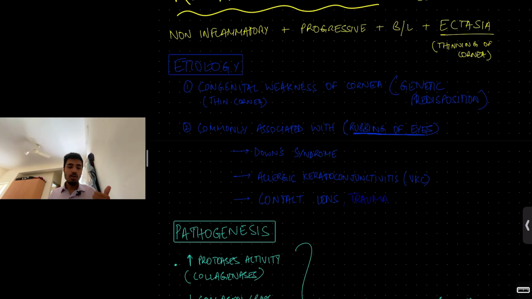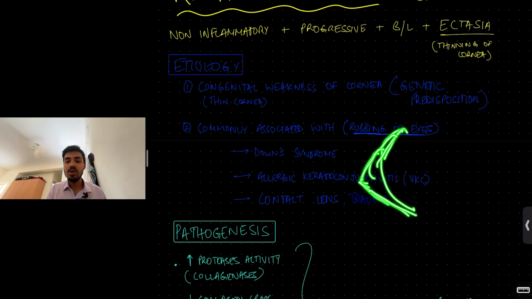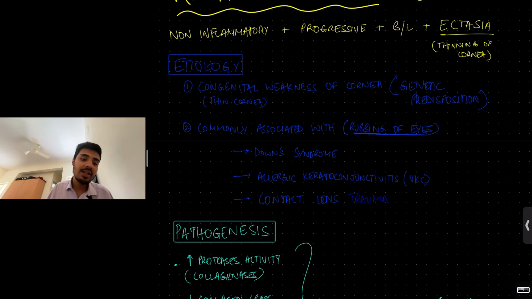So in Down syndrome, in VKC, allergic conjunctivitis, the patient keeps rubbing their eye. When they keep rubbing their eye, what happens? They put force on the cornea, and the cornea, which was supposed to be convex, slowly starts to become more and more cone-shaped. Why? Because the patient keeps rubbing their eyeball. Similarly, any trauma can make it cone-shaped. A contact lens, if you don't wear it correctly, can push the cornea to make it cone-shaped. So Down syndrome, VKC, trauma, and contact lens.